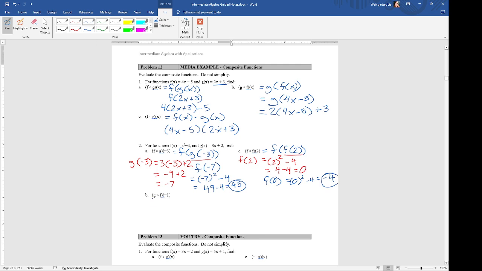In our last one, we have g of f of negative 1, which again I'm going to rewrite. So in my red ink, I'm going to figure out what f of negative 1 is. So I'm plugging negative 1 in parentheses, in for x, and I get negative 3. So now I'm going to stick negative 3 in for g. g of negative 3 is 3 times negative 3 plus 2, which is negative 9 plus 2, which gives us a negative 7, which is our answer.